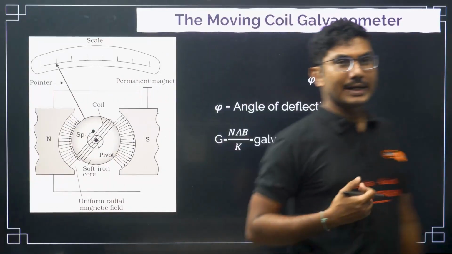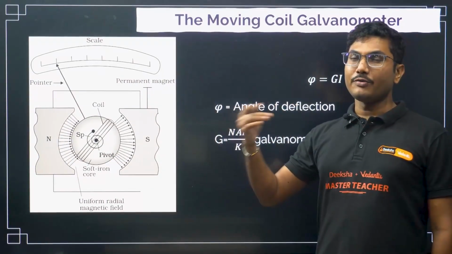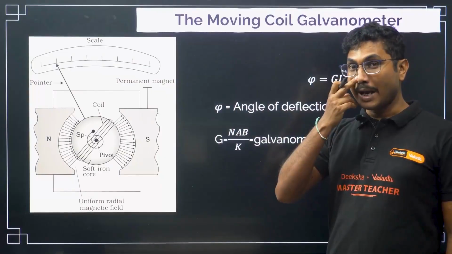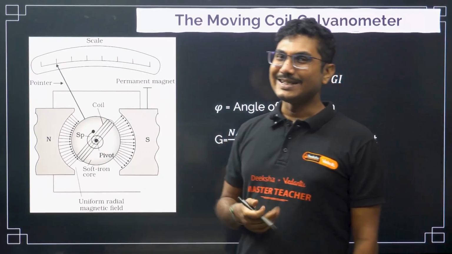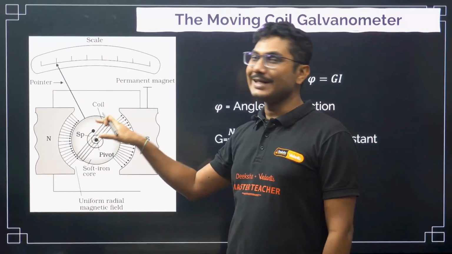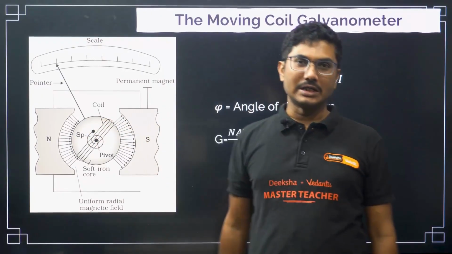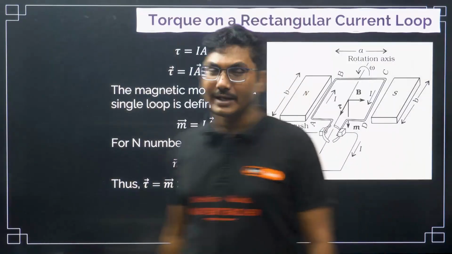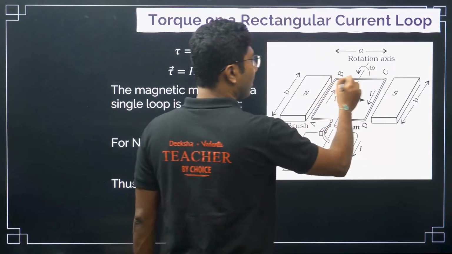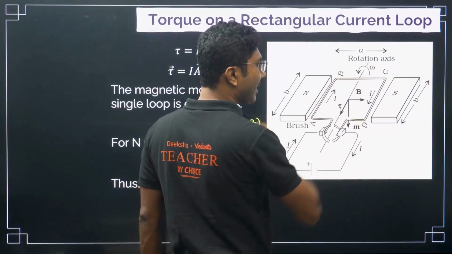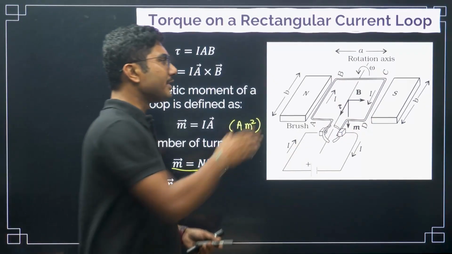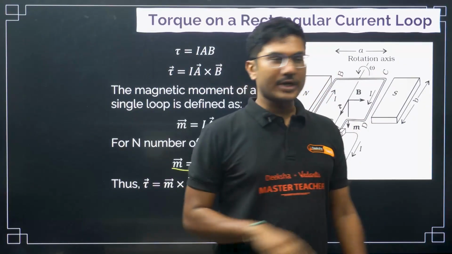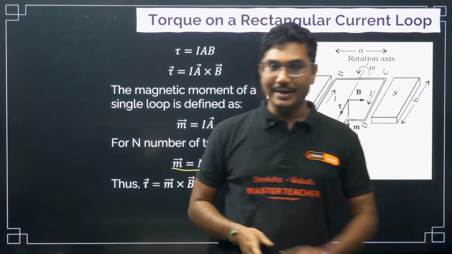Now the moving coil galvanometer. The principle of a torque being applied on a coil is basically applied in this; it is an application of the previous theory. The theory is that if you keep a current carrying loop in a magnetic field, it experiences a torque. Torque means it tries to rotate in the external magnetic field.